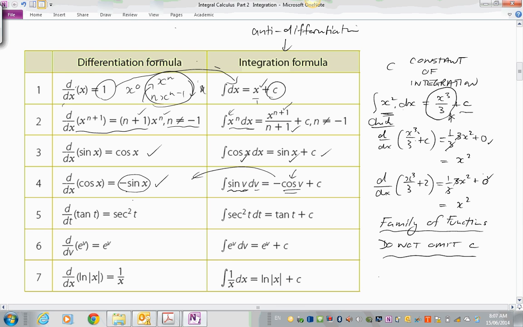All right, so just check the next one. Derivative of tan is sec squared. So the integral of sec squared is tan plus c all the time.